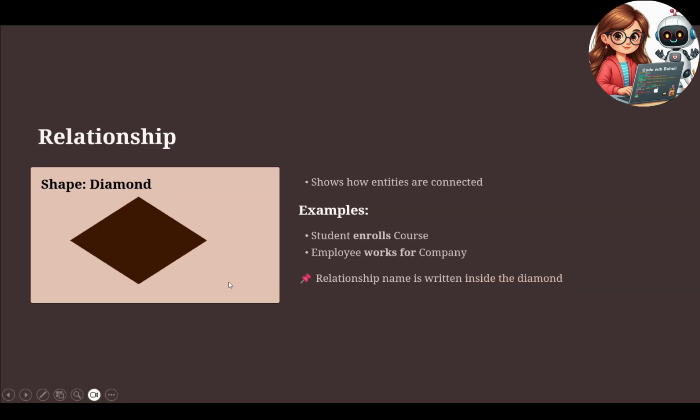Next is the relationship. It shows how entities are connected. Example, a student enrolls in a course, an employee works for a company. So inside this diamond, enrolls and works for would be written. The relationship name is written inside the diamond. Okay, so let's move ahead.